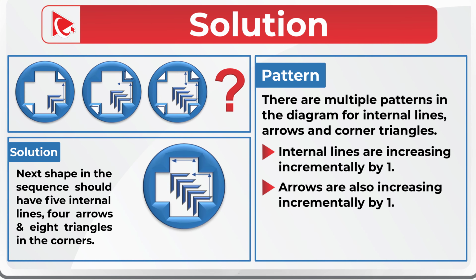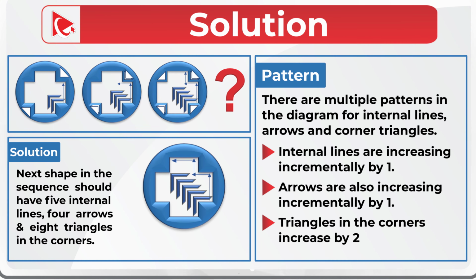And then the last but not least pattern are the corner triangles. If you look closely, you see that corner triangles are increasing by 2. For example, first object has 2 corner triangles, second object has 4, third object has 6, which means that the next object in the sequence should have 8.